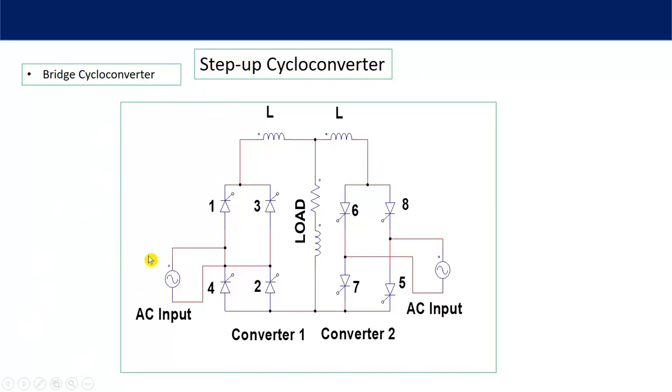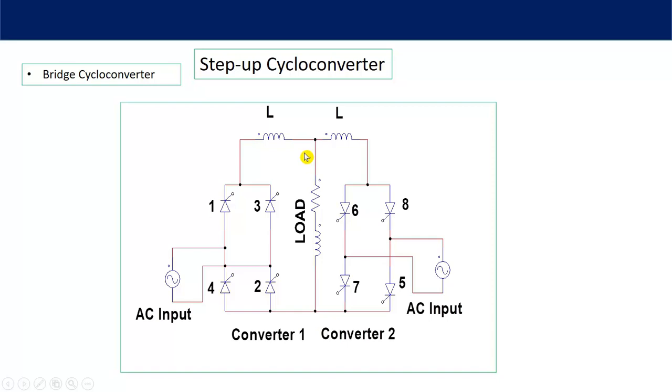We start with the AC positive half cycle. In the positive half cycle we want positive as well as negative output voltage. So how will you get positive output voltage? You just turn on thyristors 1 and 2. You will see here it is positive, negative. So 1 and 2 will be on, then here you will get positive and here it is negative. So you have got positive output voltage.